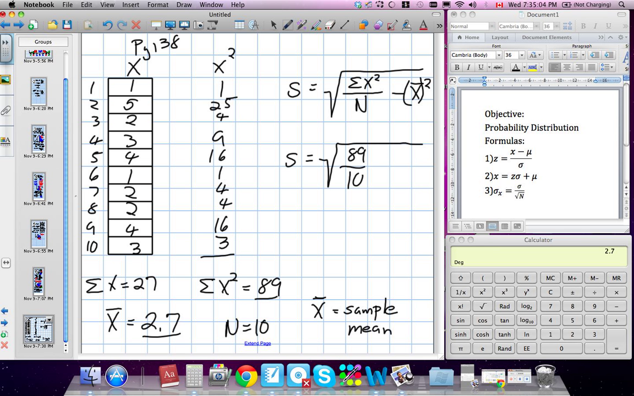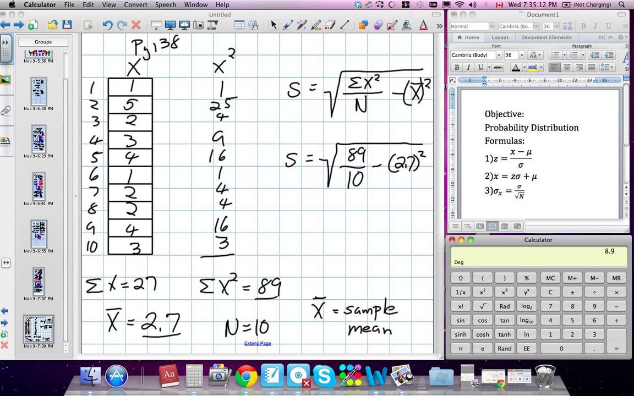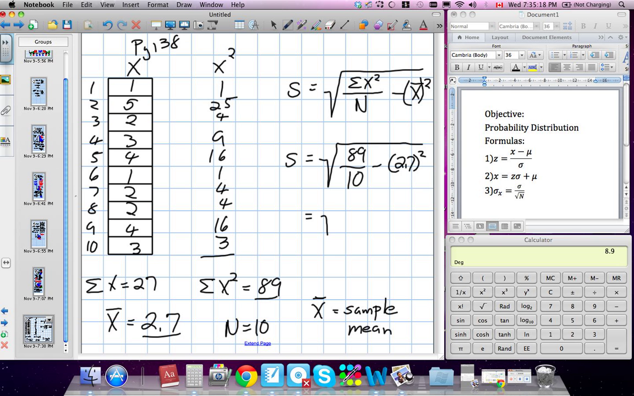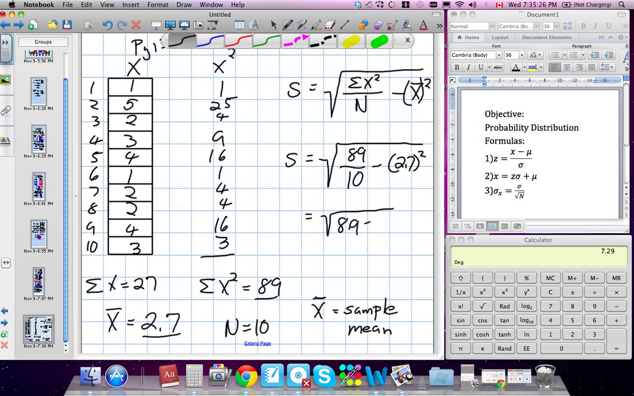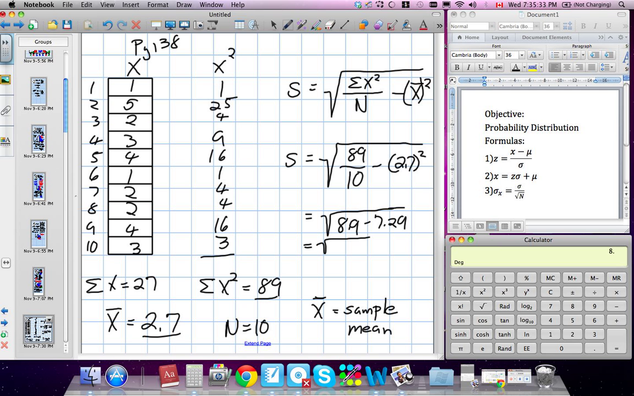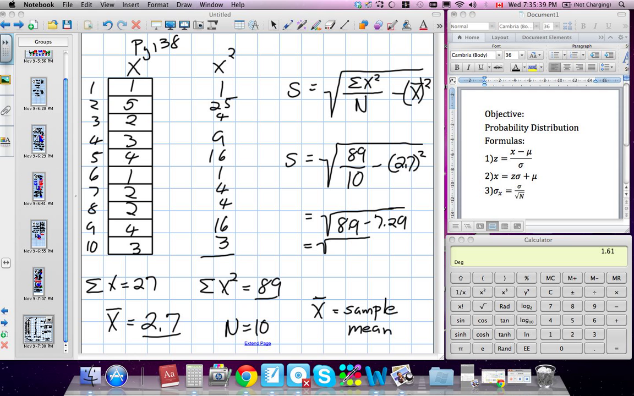The sum of all squared numbers is 89, and our n in this case is 10, because we know there's 10 kids, right? Does that make sense? Divided by 10 as our sample size, minus 2.7 squared. And we have to find the square root of all that. So we do 89 divided by 10, 8.9. We'll do this one step at a time. 2.7 squared is 7.29.